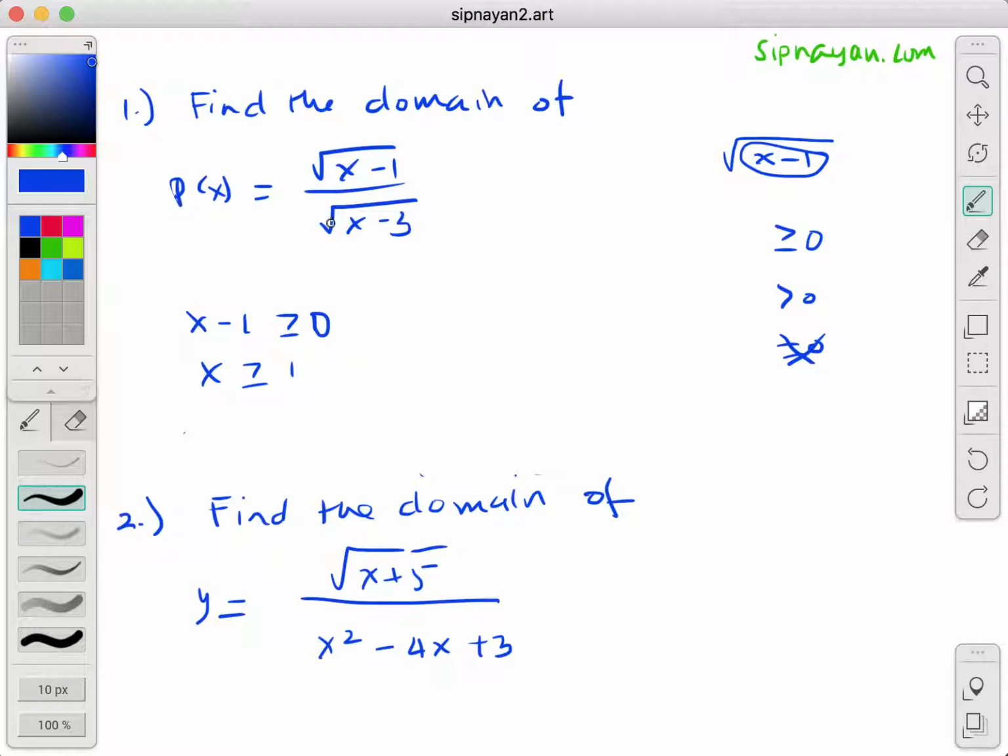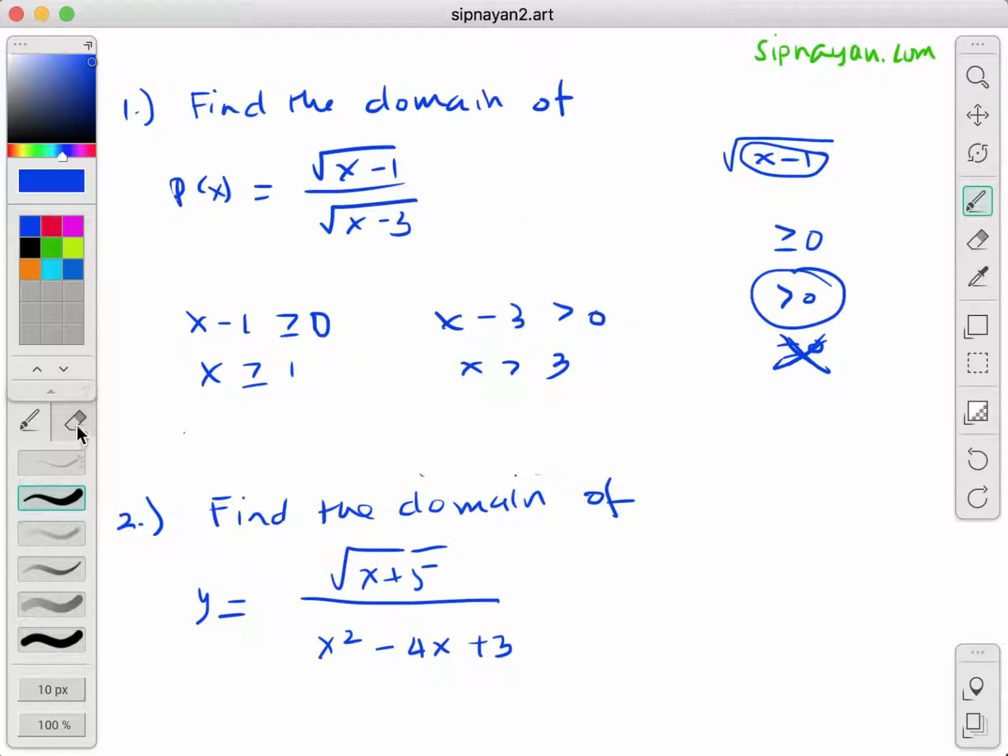Pag nag-square root of 0 ka dyan, square root of 0 is 0. Some number over 0 is undefined. So, hindi pwede yung equal 0. Meaning, ito lang tayo. So, x minus 3 is greater than 0. X is greater than 3.